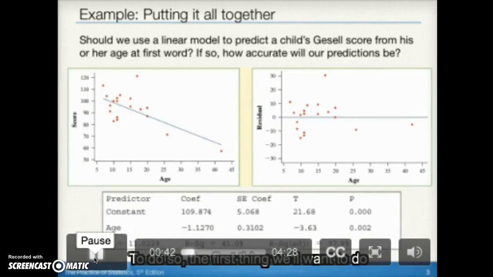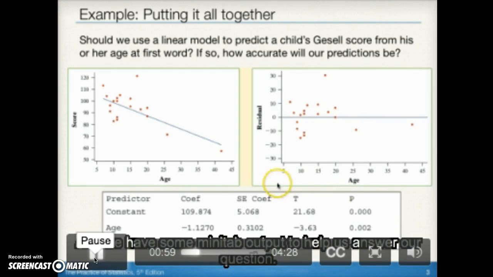To do so, the first thing we'll want to do is make sure we look at our data in visual form. We always want to plot our data when we have it in tabular form. So here we have a scatter plot along with the least squares regression line. And since we have the least squares regression line, we can also look at a residual plot. And we have some Minitab output to help us answer our question.